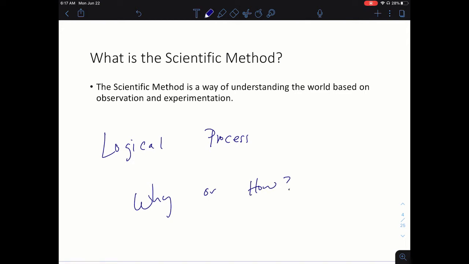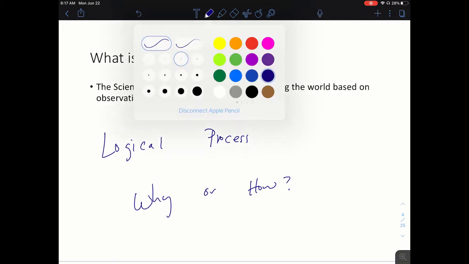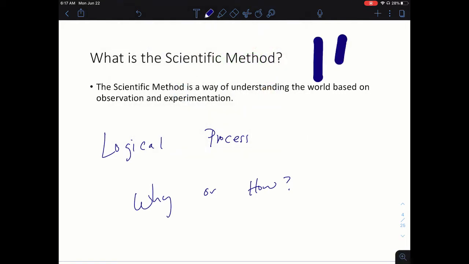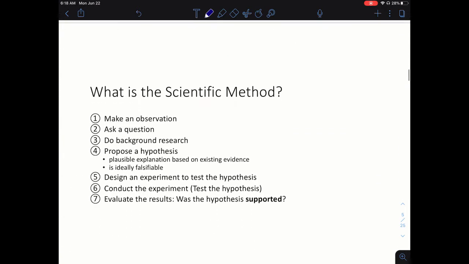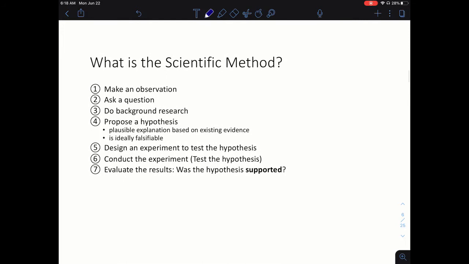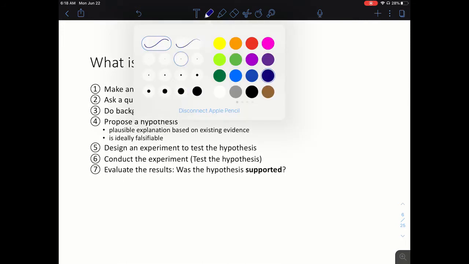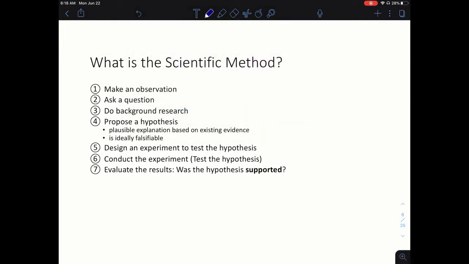Now, I'm sure you've learned about the scientific method before, so now's a good time for you to pause and try to list the steps of the scientific method. Okay, so diagram or list the steps of the scientific method. Please pause and do this. I have typed them out so I don't have to list them, but these are the steps of the scientific method. So the very first step is not making a hypothesis. The first and most important step of the scientific method is to make an observation.